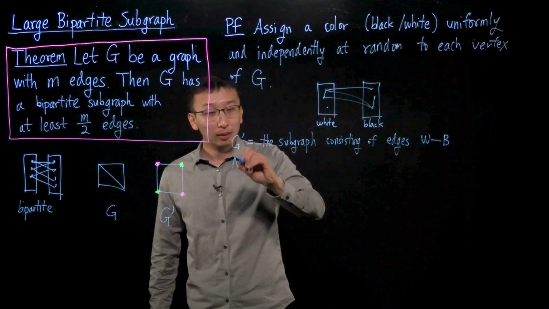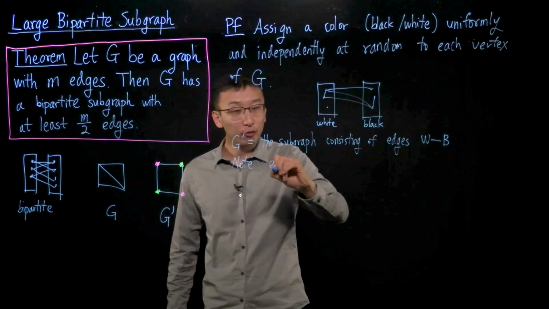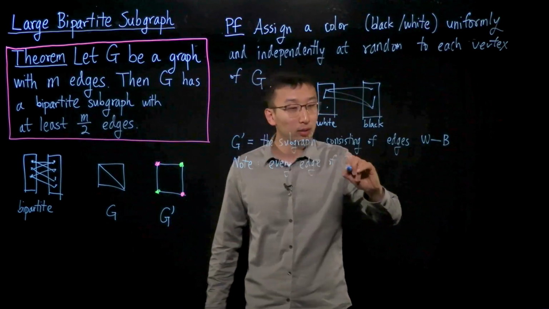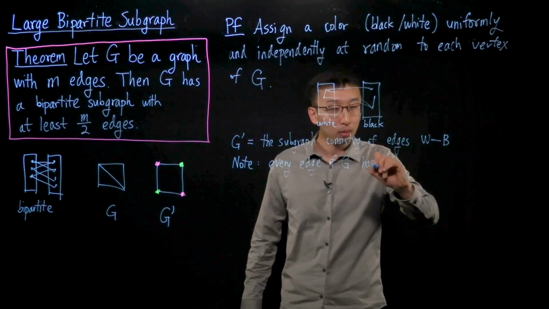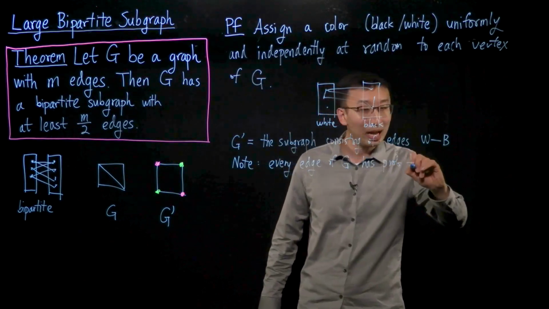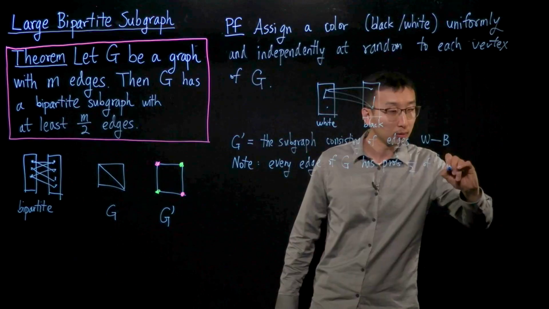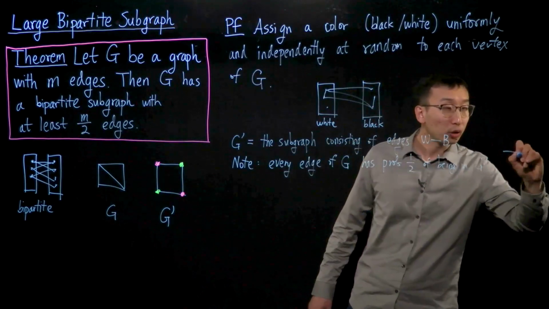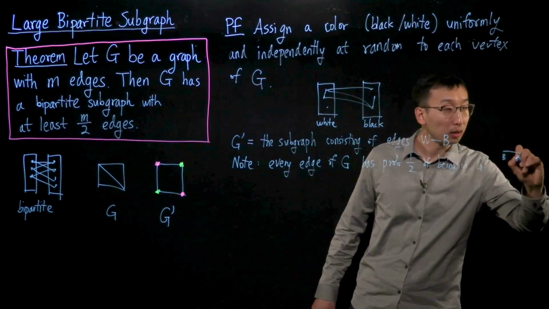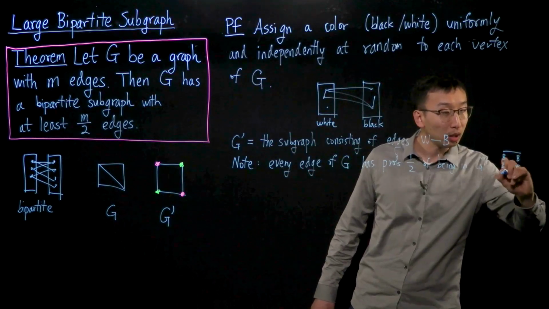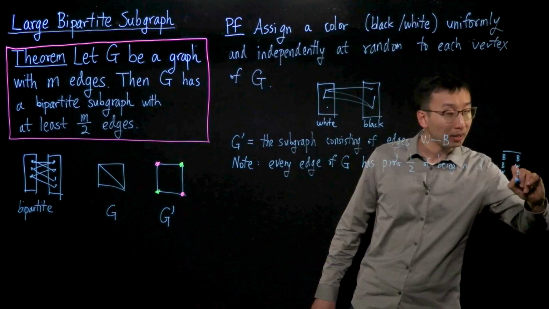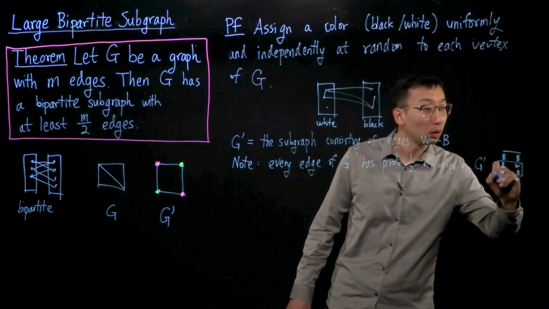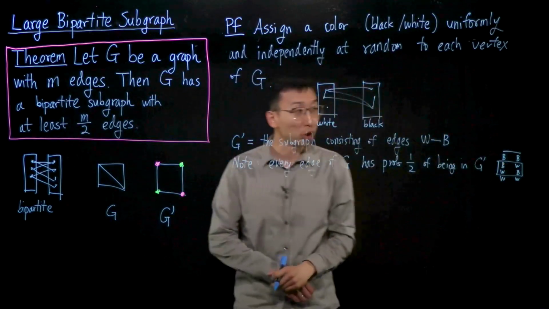And note that every edge of G has probability 1/2 of being in G prime, because for this edge, there are 4 different possibilities for what the endpoint colors might look like. And these 4 possibilities are equally likely, and exactly 2 of them will create an edge that falls in G prime.